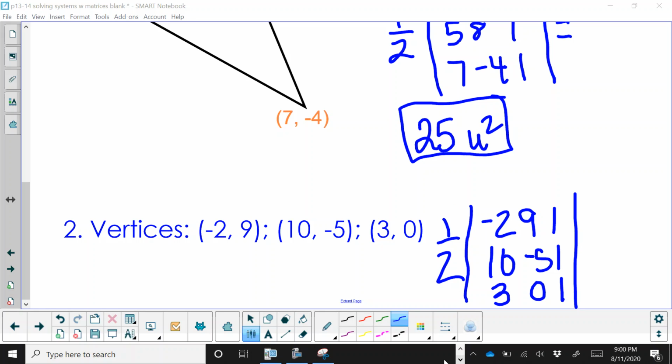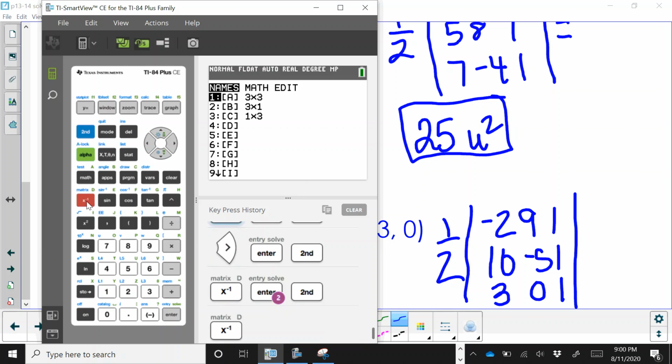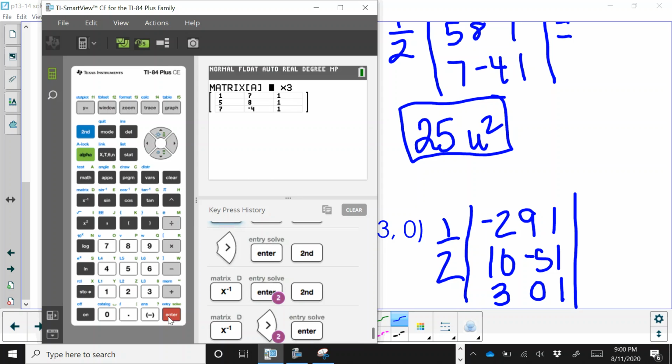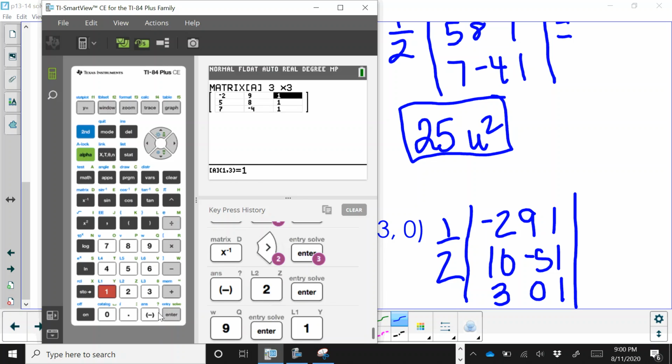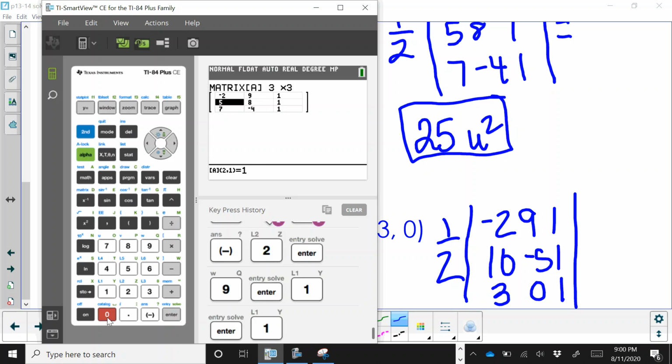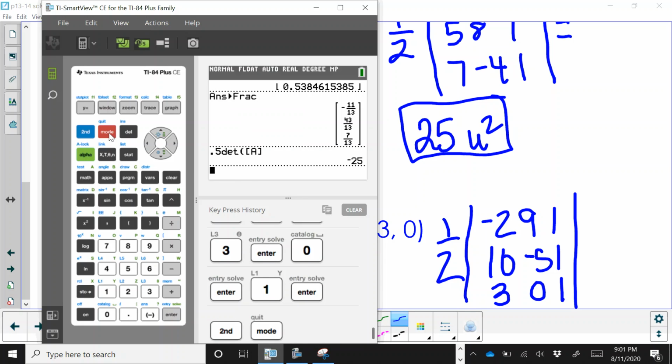So let's go back one more time, walk through the steps, second matrix, go over to edit, choose matrix. Doesn't matter which one. I'm still choosing A because it's already set up. -2 and 9 and 1. 10 and -5, and 1, and 3 and 0 and 1. And then quit to go back to my home screen.